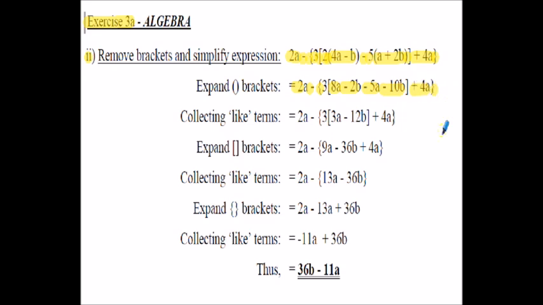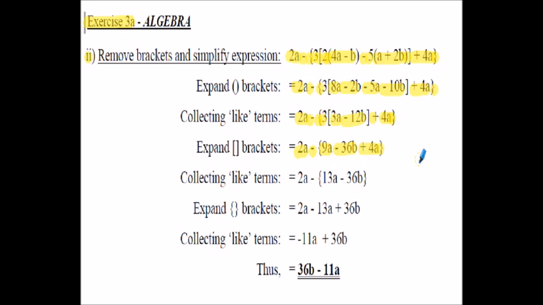If we collect like terms together inside the square brackets, we can simplify slightly. So we get 2a take away, open bracket 3, and then inside the square bracket we've got an 8a take away a 5a, so that gives me 3a, and we've got a minus 2b minus 10b, that gives minus 12b, plus the 4a, and then close our big bracket. If we now expand the square brackets, we'll get 2a take away, we get 3 times 3a is 9a, and we get 3 times the minus 12b is minus 36b, plus the 4a, and then close our end bracket there.